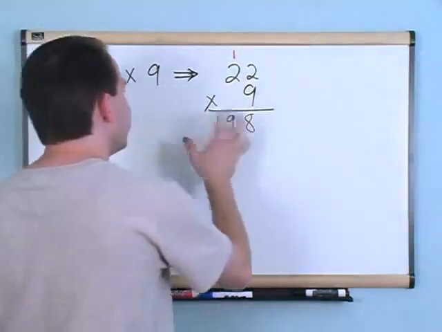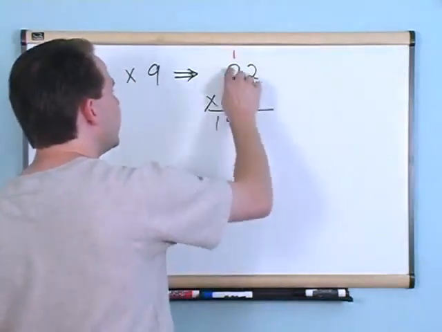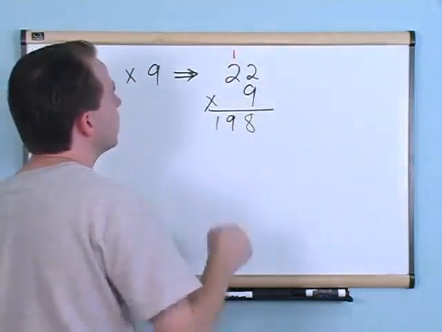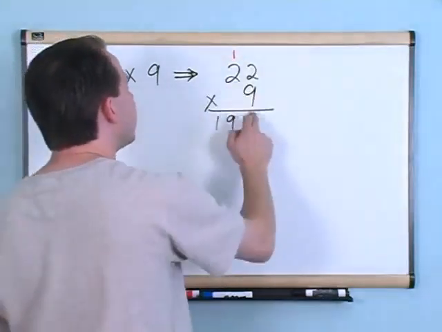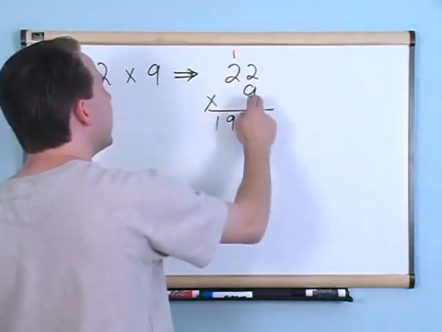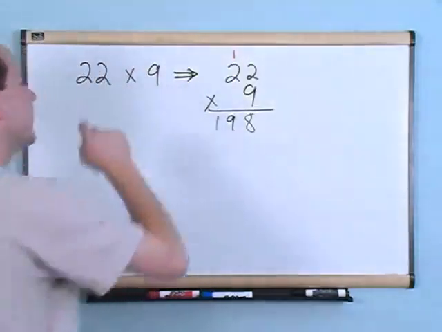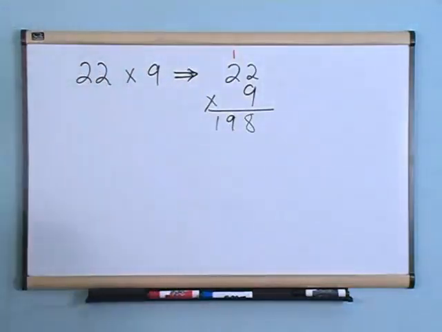So basically, you do everything the same as before, multiplying like you do, but anytime you have to write one of these numbers up there, you just make sure and add that to it after you do the multiplication. So 9 times 2 gave us 18, put a 1 up there, and then 9 times this 2 gave us another 18, but we had to add 1, giving us 19. So we had 198.